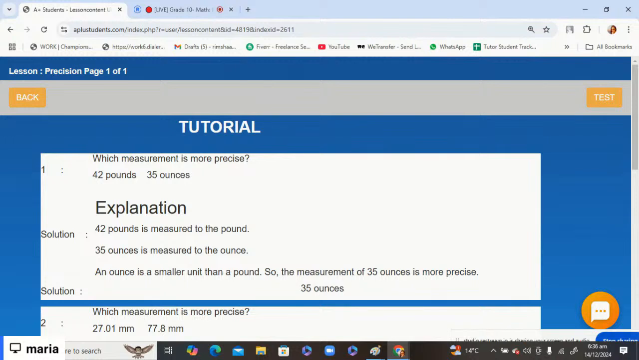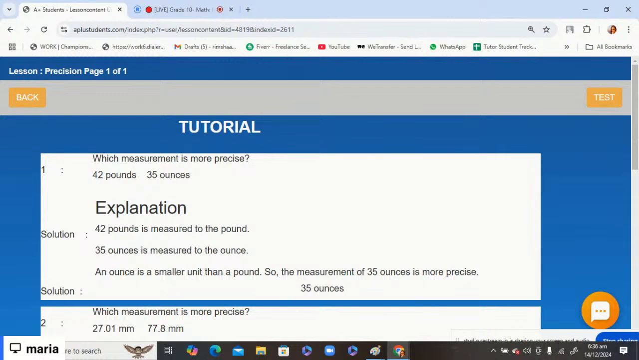So here are the pounds and the ounces. They are saying that 42 pounds is measured to the pound. 35 ounces is measured to the ounce. Ounce is a smaller unit than the pound. So the measurement of 35 ounces is more precise.